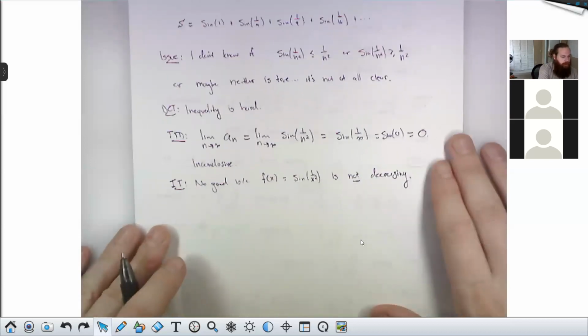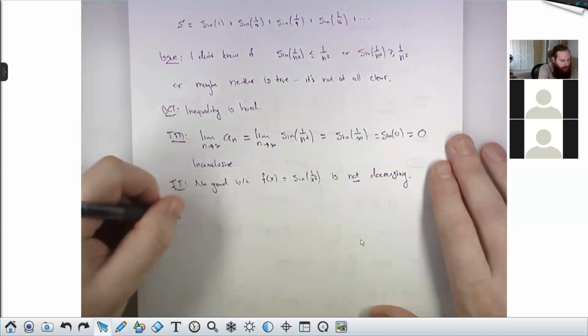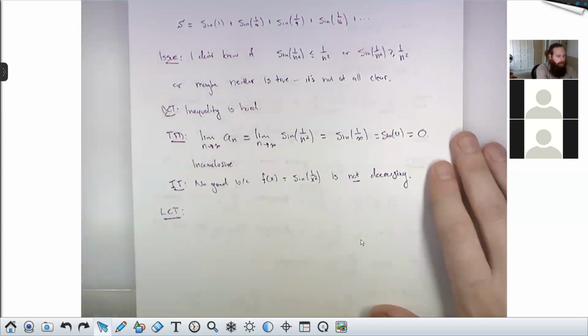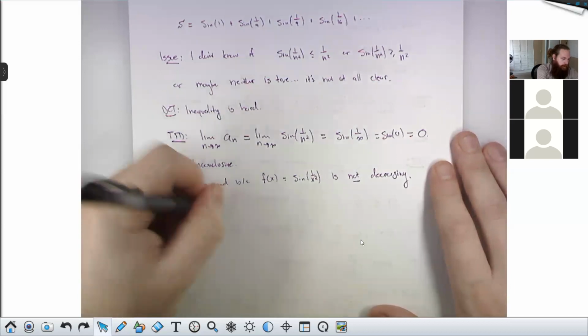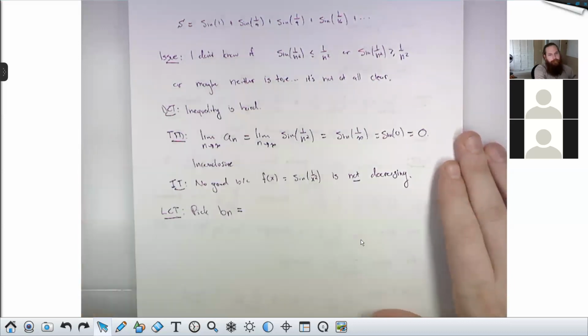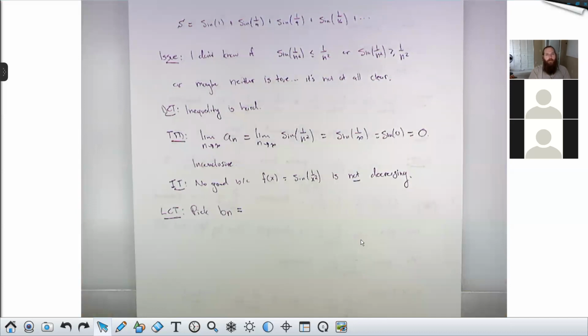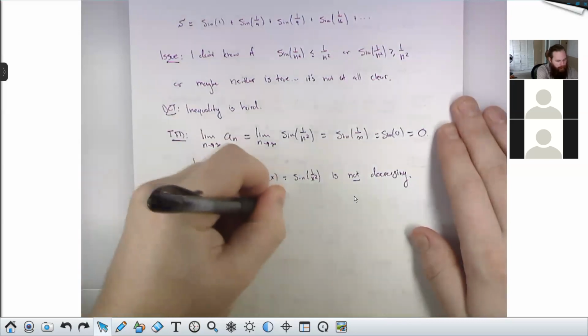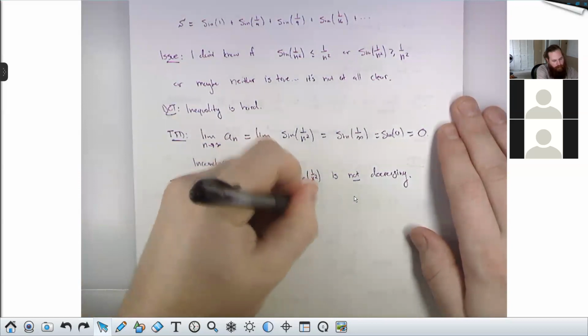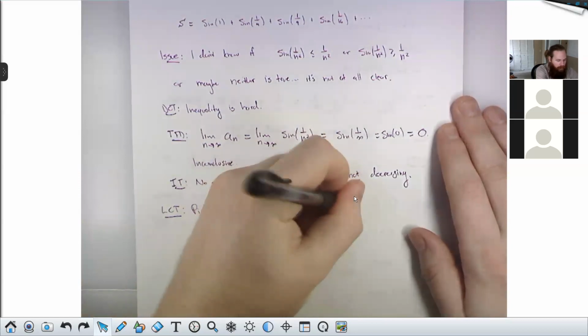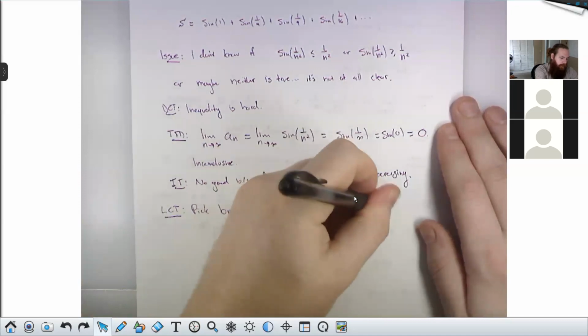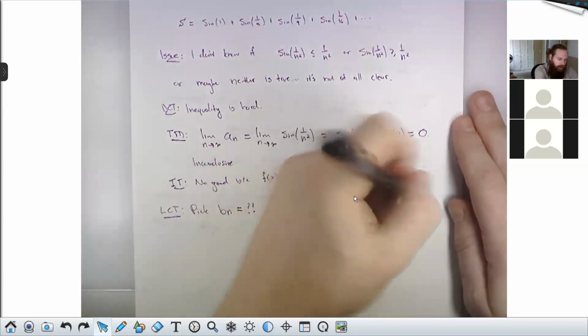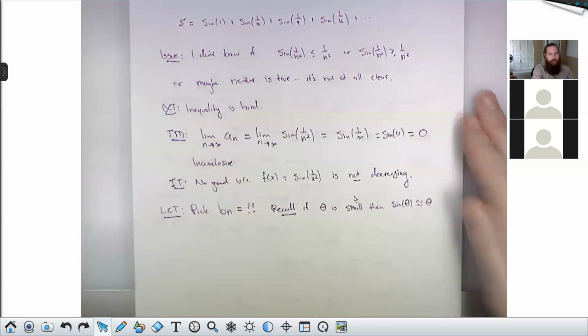So this is a good candidate for the limit comparison test. That's my only tool left. But I need to pick Bn. Now, if you remember the small angle approximation for sine, so how do I pick Bn? Well, we recall if theta is small, then sine theta is pretty close to theta itself.